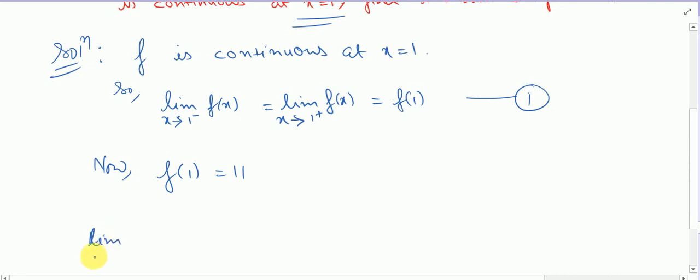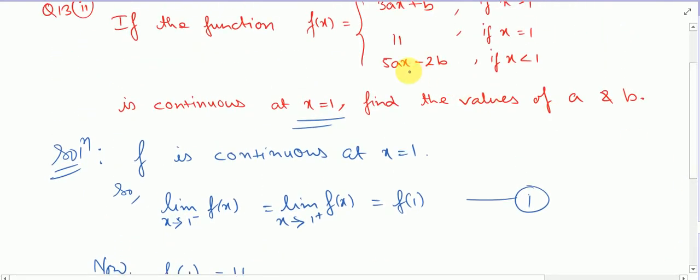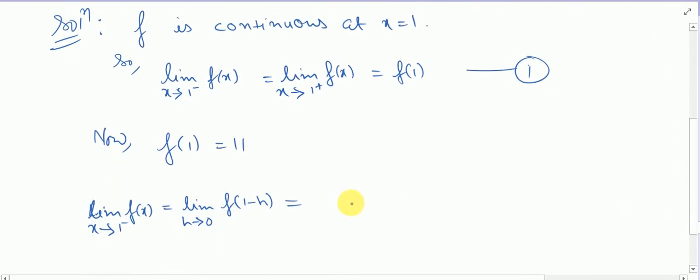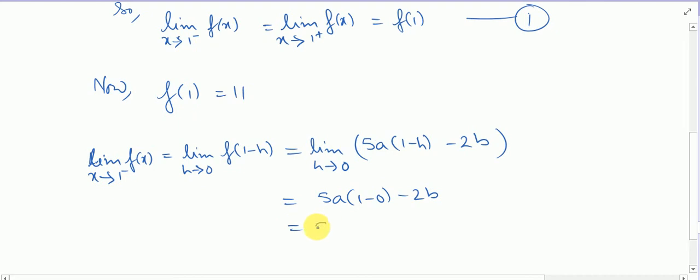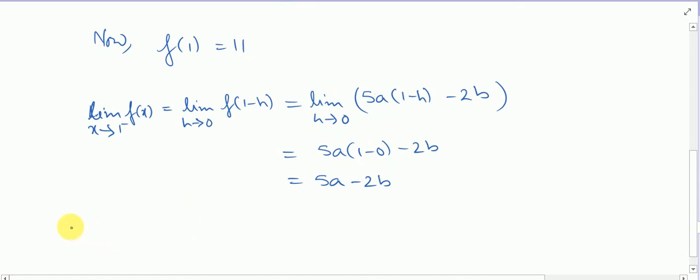Limit x tends to 1 from left hand side will be equal to limit h tends to 0 f of 1 minus h. So for less than 1 we have to use this 5ax minus 2b, so in place of x we'll write 1 minus h. If you put h equal to 0 you are getting a definite value, so you get 5a into 1 minus 0 minus 2b. So you get 5a minus 2b.